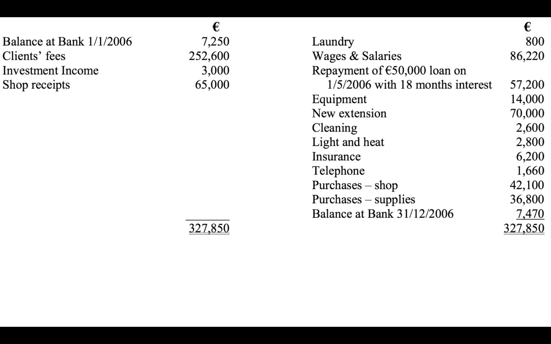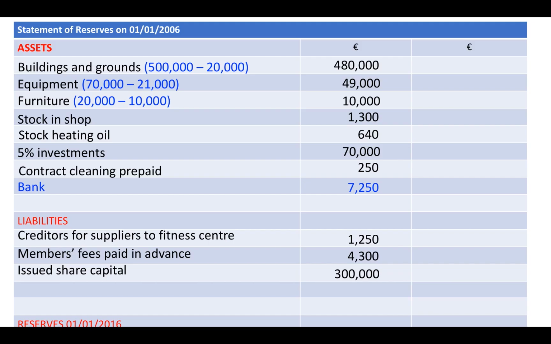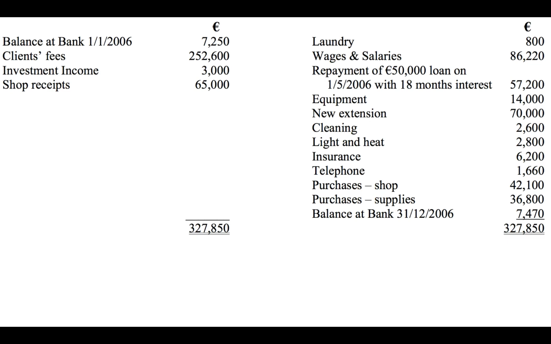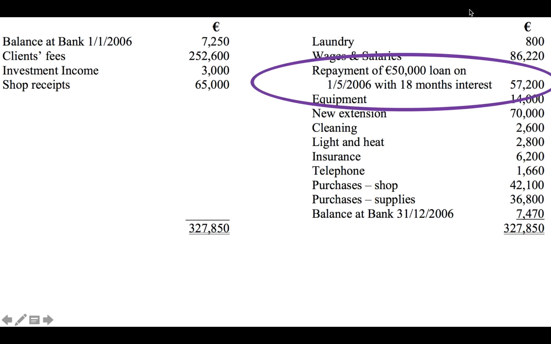So here, if we're looking here, we have the bank 7,250. So 7,250 is an asset there. And then we have liabilities. So we're looking back at the bank loan here. You see repayment of 50,000 loan on the 1st of the 5th 2006 with 18 months interest. So we have 57,200 euro there, and that is 7,200 loan interest and then 50,000 euro loan.